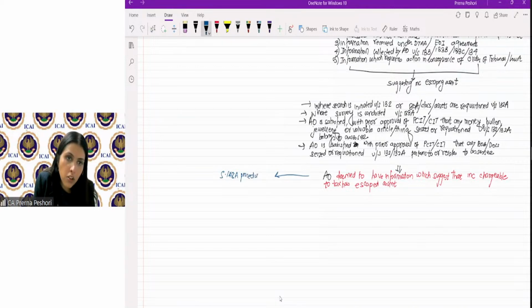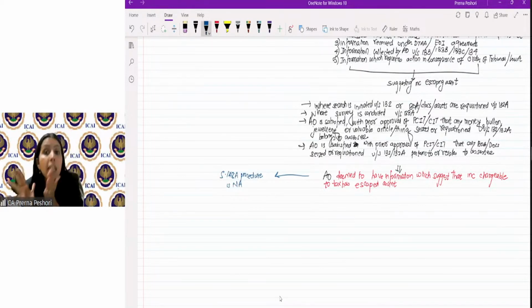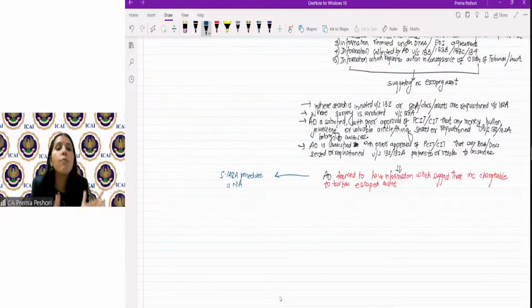So the procedure is not to be followed in case of deemed information under 148A, where the search is conducted, where the survey is conducted, where the AO is satisfied with the prior approval that the books of accounts are relating to this person or the money is belonging to this person.